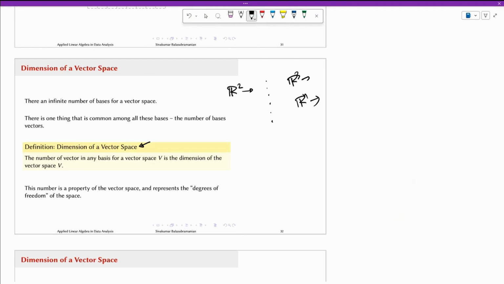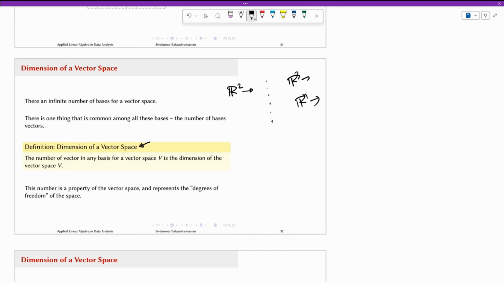I can move left, right, up, down. If I'm talking about R3, then left, right, up, down, front, back. R4, you have 4 degrees of freedom and so on and so forth. So the number n, or number of degrees of freedom for a vector space, can be obtained from the number of elements in a basis for that vector space. That's called the dimension of a vector space. This is something very important.